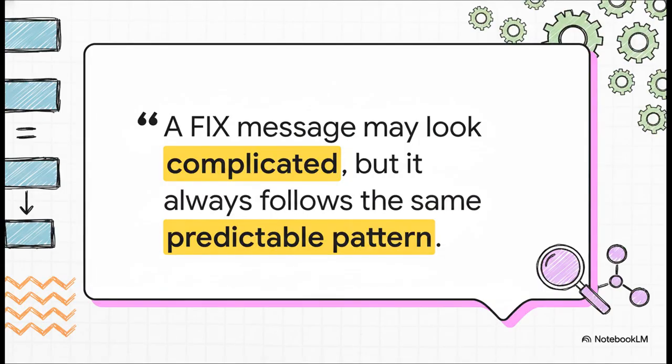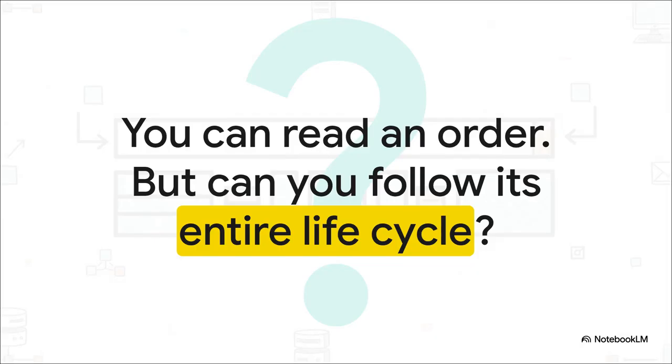So if you take one thing away from this, let it be this. A FIX message might look complicated at first glance, but it always follows the same predictable pattern. Once you're comfortable with that tag=value structure, you can read any FIX message that comes your way. You've done it. You successfully decoded your first FIX message. You now have the fundamental skill to read the language of the market.